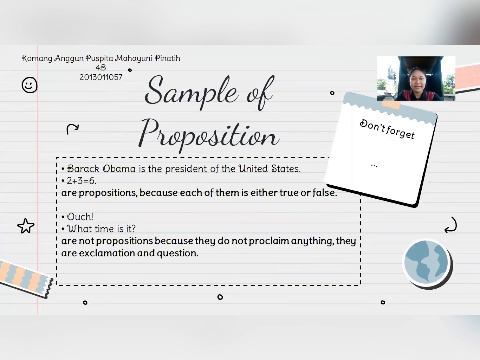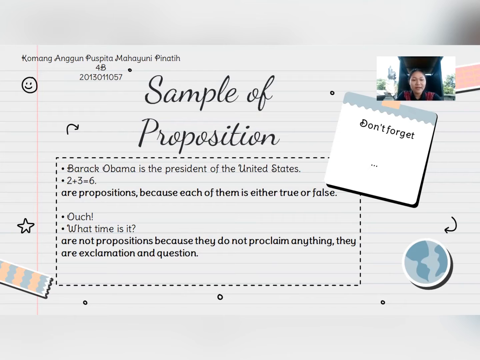I have two samples of propositions. First, Barack Obama is the president of the United States, and the second is 2 plus 3 equals 6. These are propositions because each of them is either true or false. Barack Obama was the president of the United States, it is true, and 2 plus 3 equals 6, it's false because 2 plus 3 is 5.